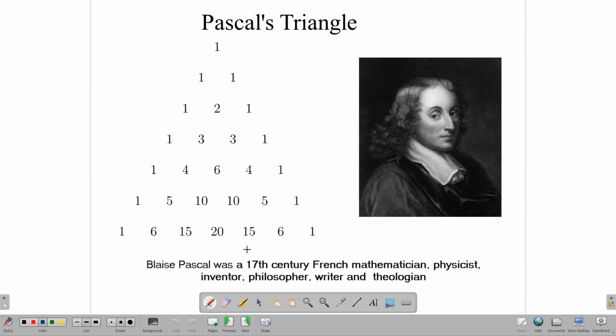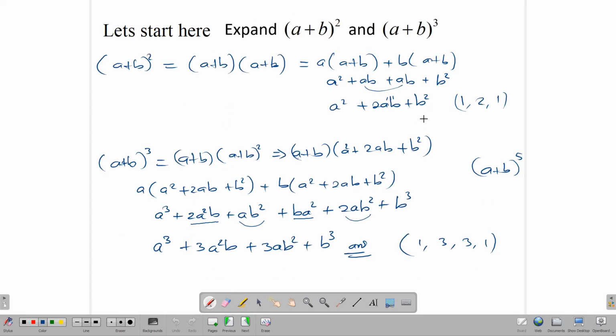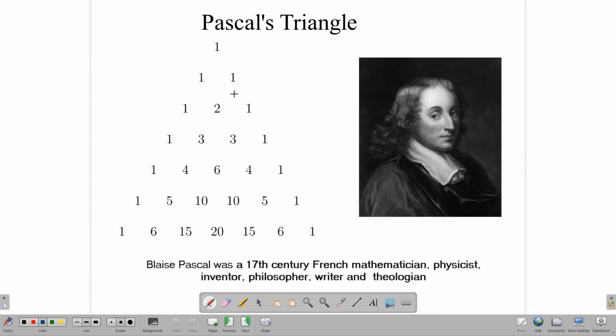It keeps going on and on forever. That gives us the coefficients of terms when we expand brackets of this sort. So when we expand a bracket of this sort, these are the coefficients we get. So a plus b squared gives us 1, 2, 1. A plus b to the third gives us coefficients of 1, 3, 3, 1. And so this is exactly what Pascal's triangle is doing. It is giving us the coefficients of the terms in the expansion of our brackets.